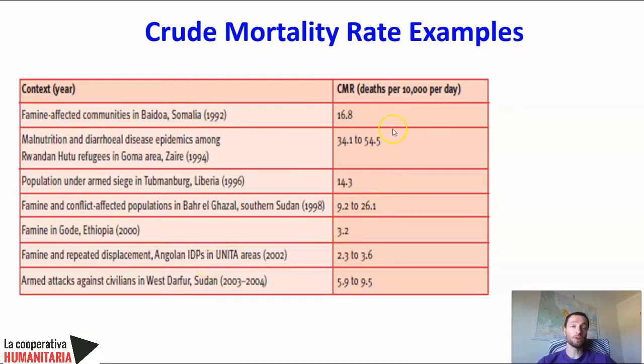So we said that we always express it per 10,000 per day. Here you have a table that helps you to compare different situations, different crises, for example Rwanda, Liberia, or Angola, and you see the crude mortality rate in these conflicts in 94 or in the 2000s or wherever. So 34 in Rwanda is much higher than Angola in 2000. So this emergency was more severe than the one in Angola, even though both were quite big ones. Okay, that's a use of crude mortality rate, general mortality.